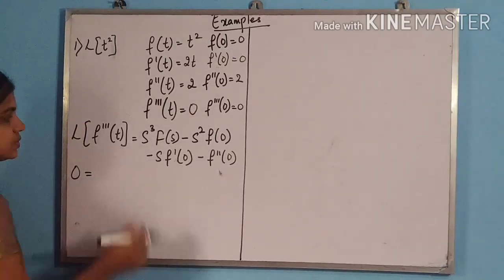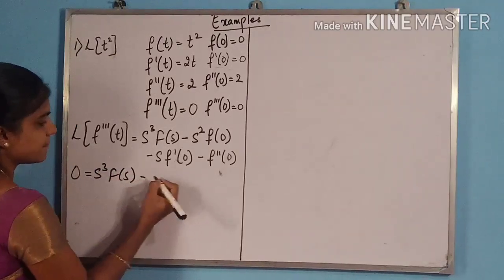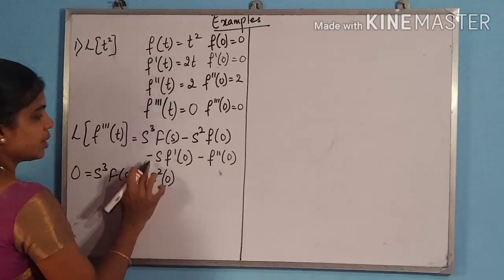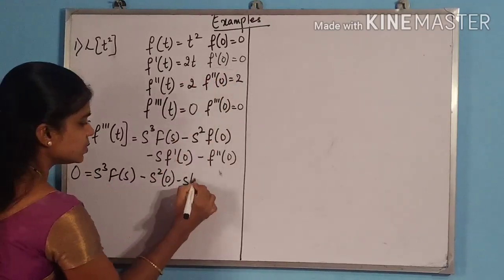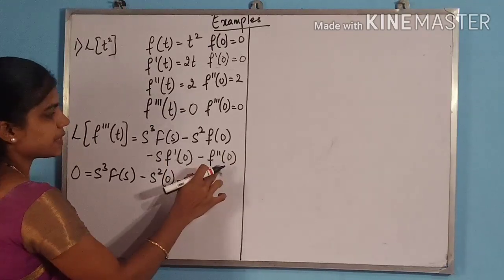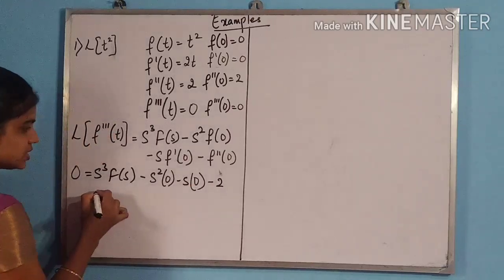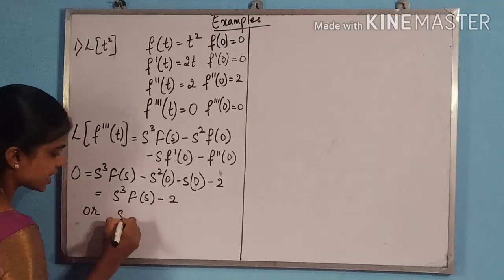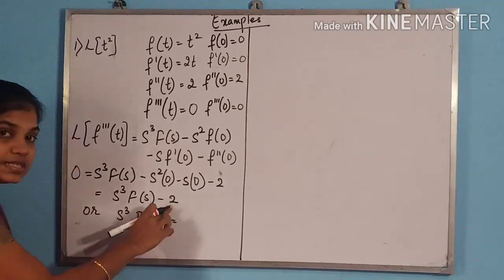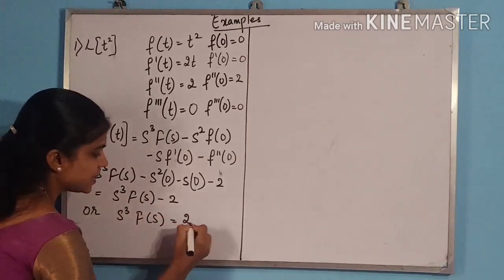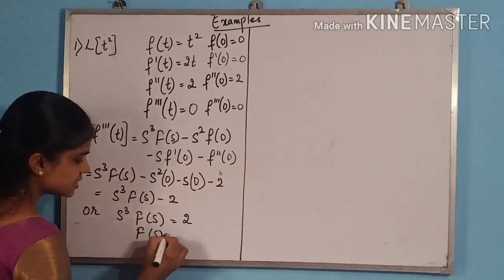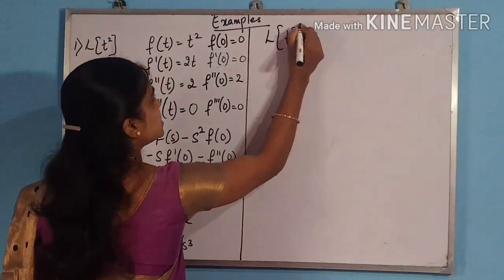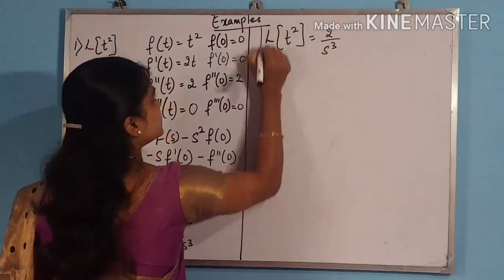Right? And I'll just write it this side. So 0 is equal to s cube f of s minus s square f of 0. f of 0 is 0, minus s f prime of 0 is also 0, and minus f double prime of 0 is 2. So this is going to be s cube f of s minus 2, or s cube f of s is equal to, this minus 2 comes on the other side, becomes plus 2. So what is f of s? It is 2 by s cube, or I can say Laplace transform of t square is equal to 2 by s cube.